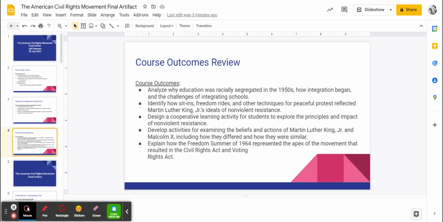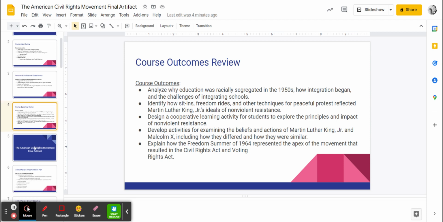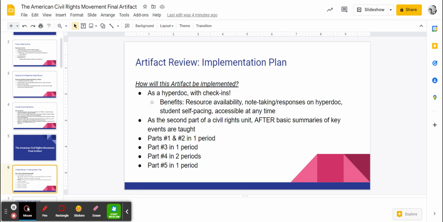And then I do have a focus here on the Freedom Summer of 1964 and some of the results of that movement. So as the hyperdoc moves on, you'll see that some of these course outcomes are clearly achieved within this artifact, and the few that I left off here have been addressed in other discussion posts. Those ideas would be incorporated into a longer unit of study, whereas this hyperdoc is more like 5 to 6 lessons total, 5 to 6 days-ish. And how you want to break that down in terms of lessons could differ. So here is the final artifact.